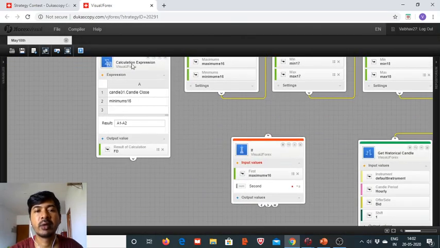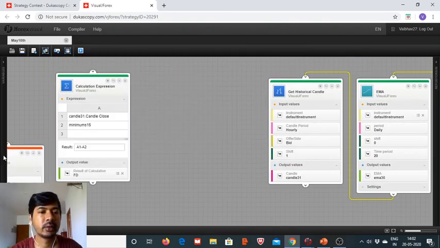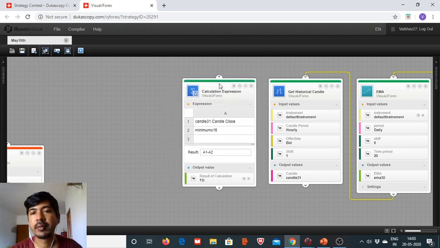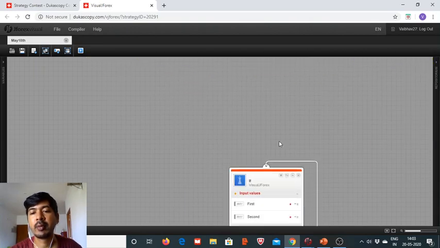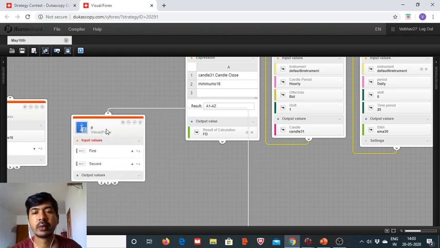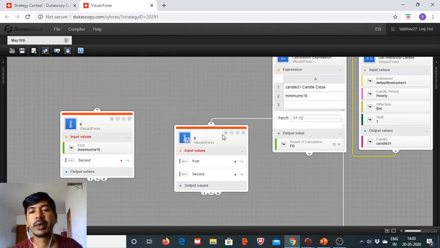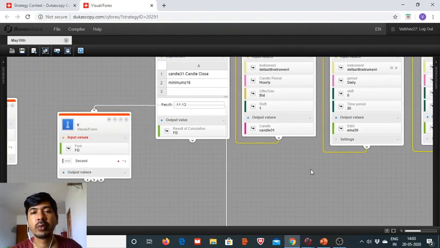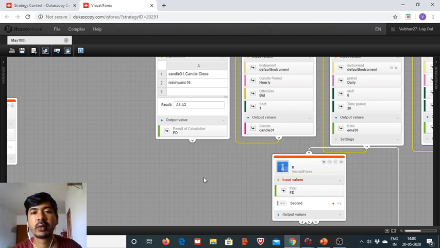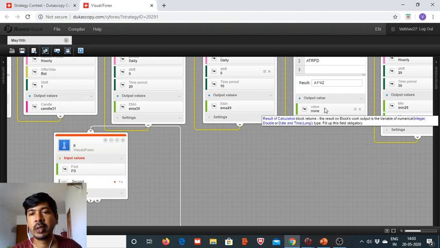Okay, and this fractal difference should be greater than the 5% of the daily ATR. So we take this and we compare it to the calculation which we have done earlier. Candle close and minimum 16, and the earlier calculation is AP.